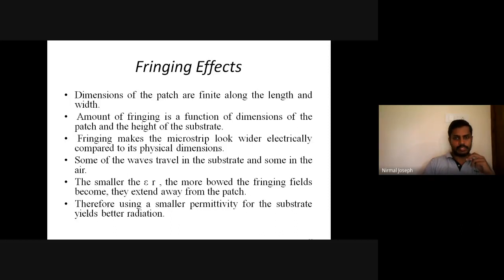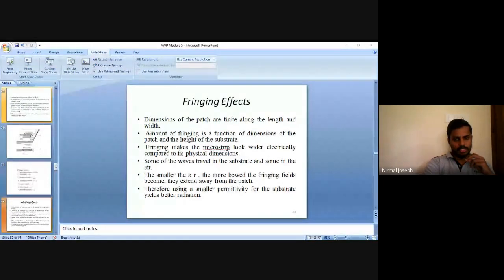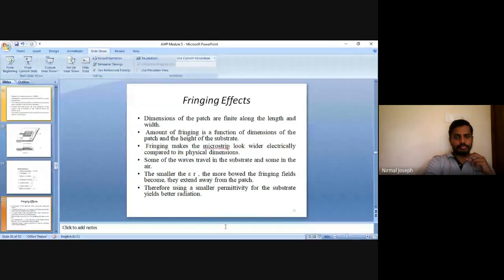Dimensions of the patch are finite along the length and width. That means the patch is a solid material. It will be etched out, so its dimensions are fixed. It is solid material, but fringing means some sort of expansion while we are using it. The material will be solid, but we may feel like the material has been expanded. That is the basic idea behind this.